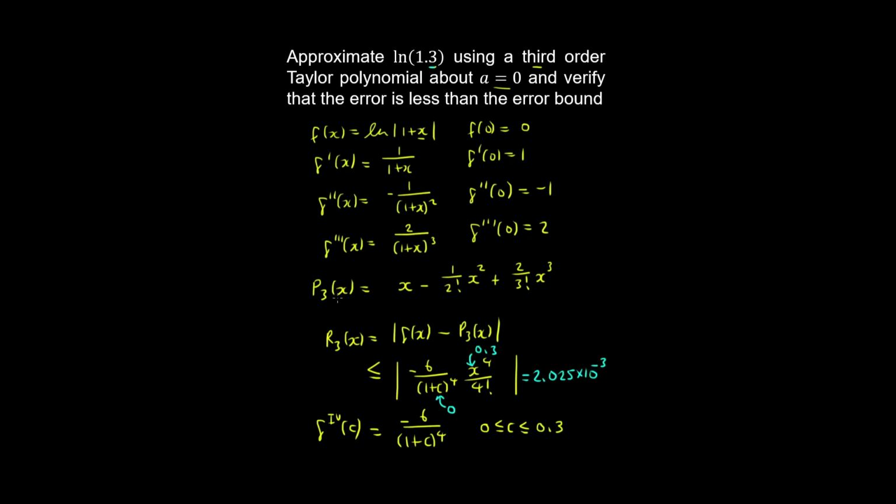So if we calculate this out, and if you substitute x in the polynomial and subtract the result from the natural log of 1.3, you obtain the following result for the error, which you can see is less than the error bound.